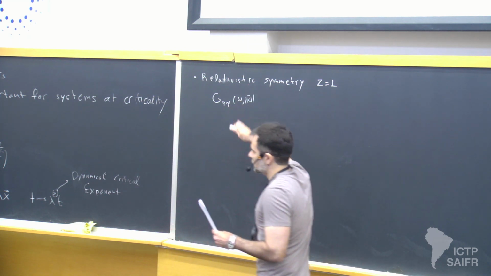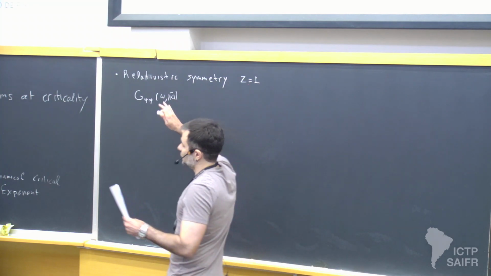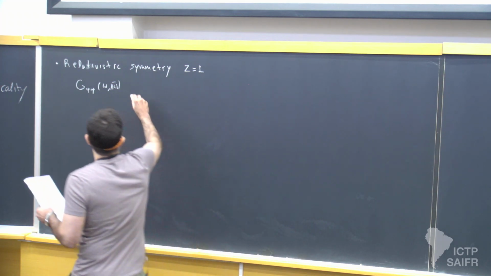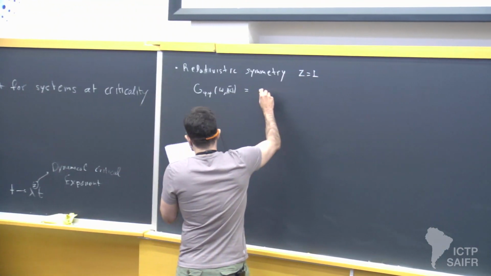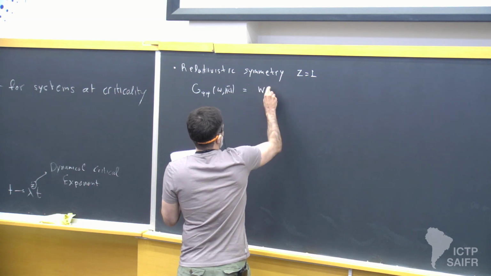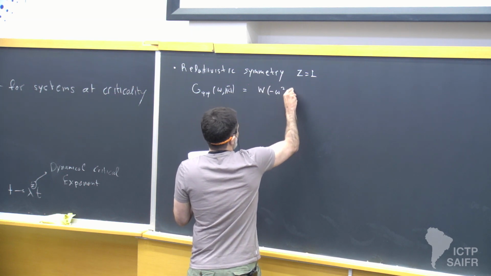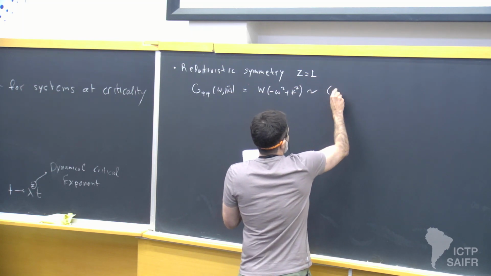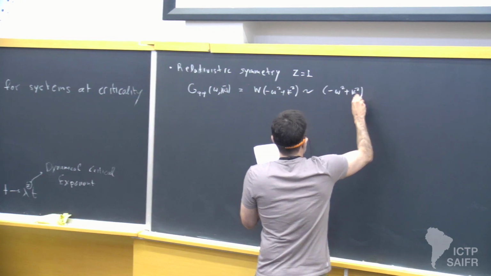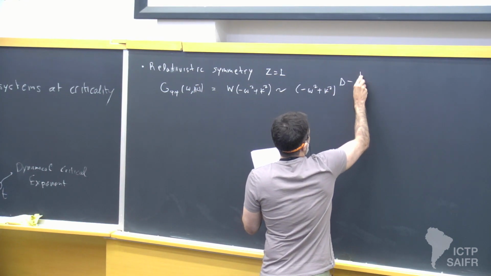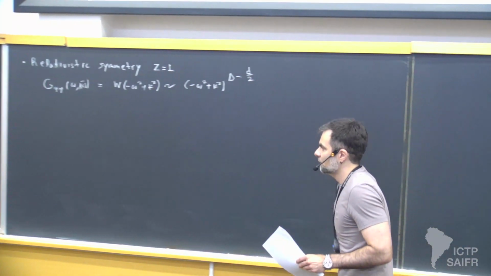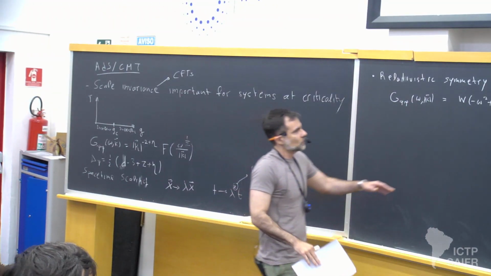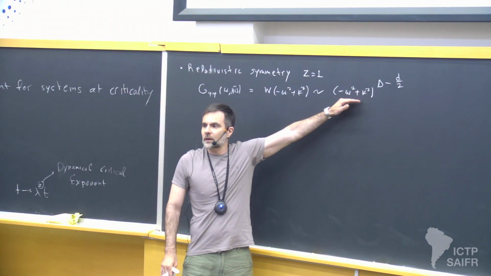Right, so if you have relativistic invariance, and you are at 0 temperature, then you know that the only way this thing can depend on omega and k is through some Lorentz invariant combination. So it will be some function of minus omega squared plus k squared, and this will be proportional to minus omega squared plus k squared to the power of delta minus d over 2. Okay, so scale invariance plus relativistic invariance will basically tell you what this two-point function will have to end up being.